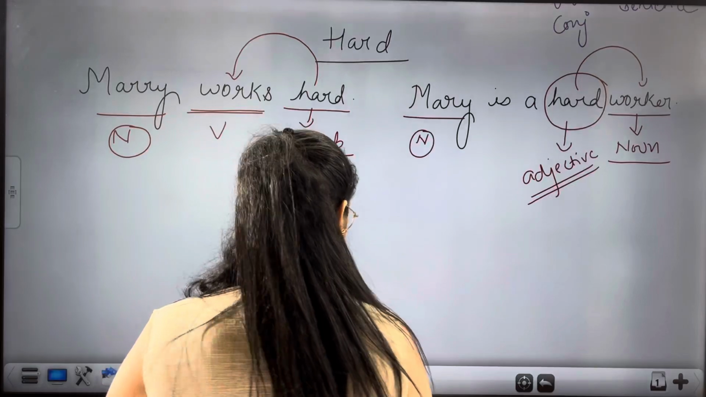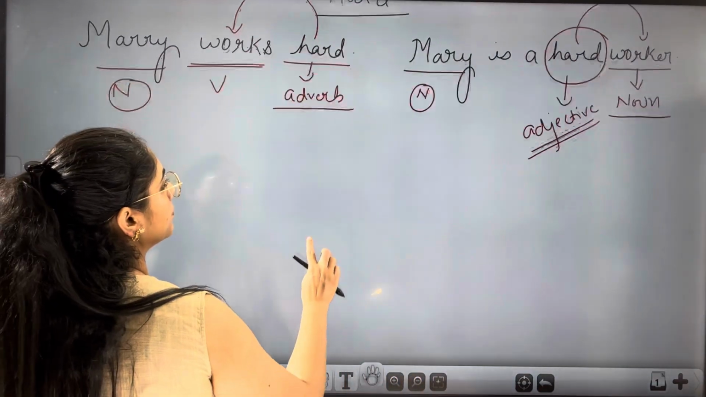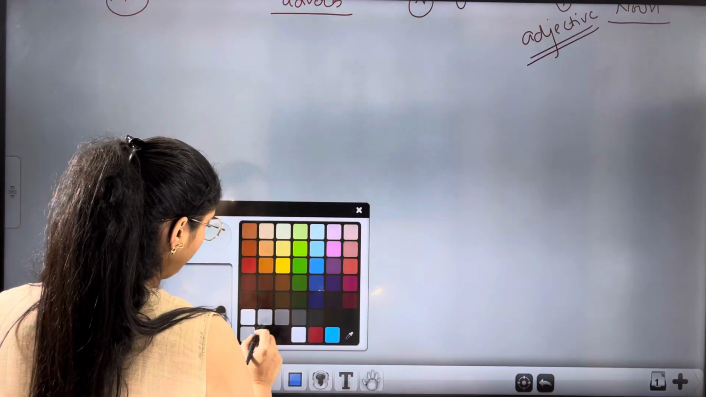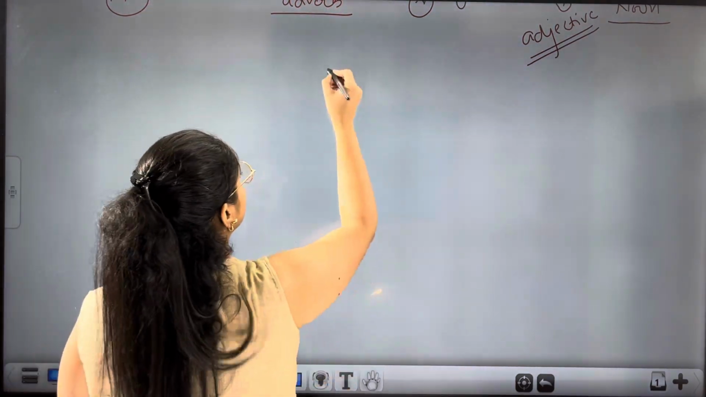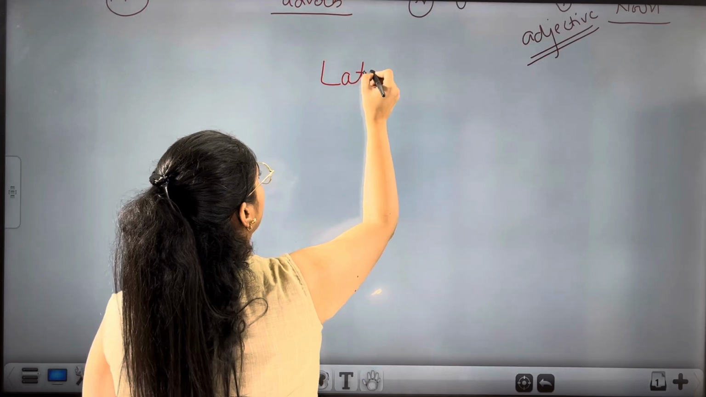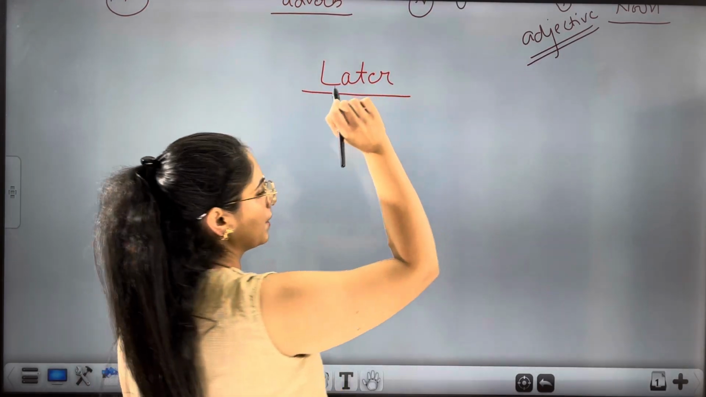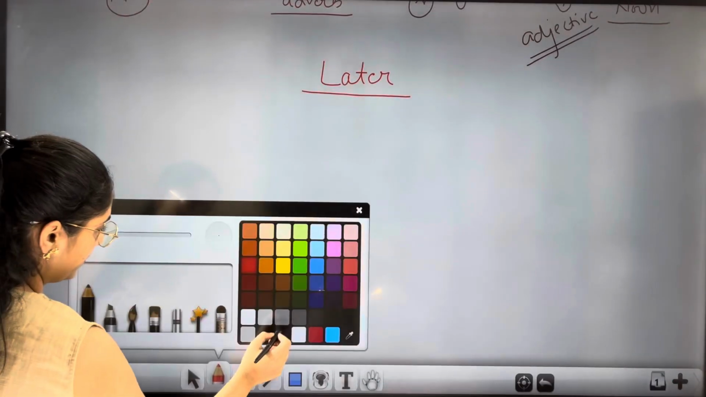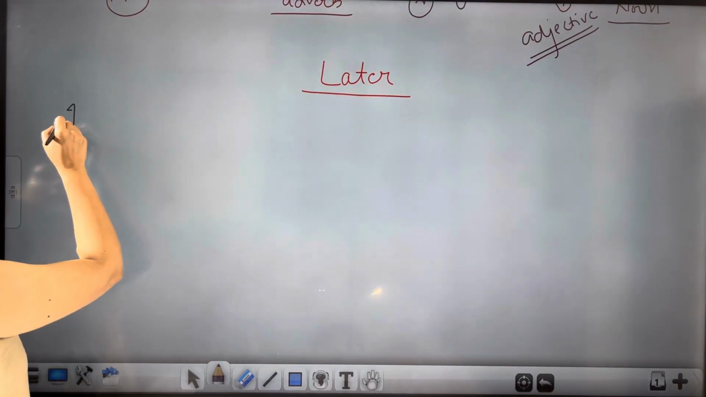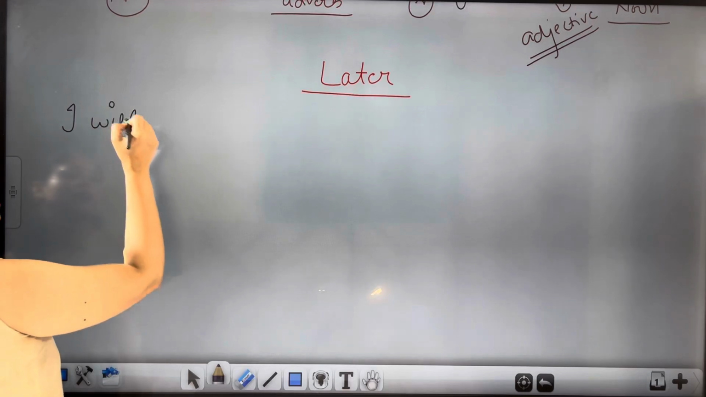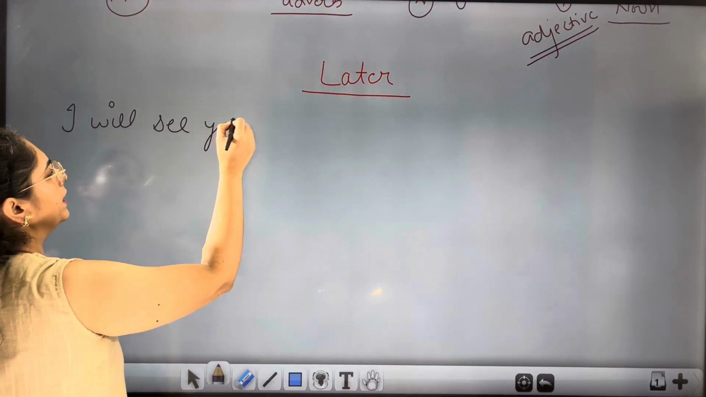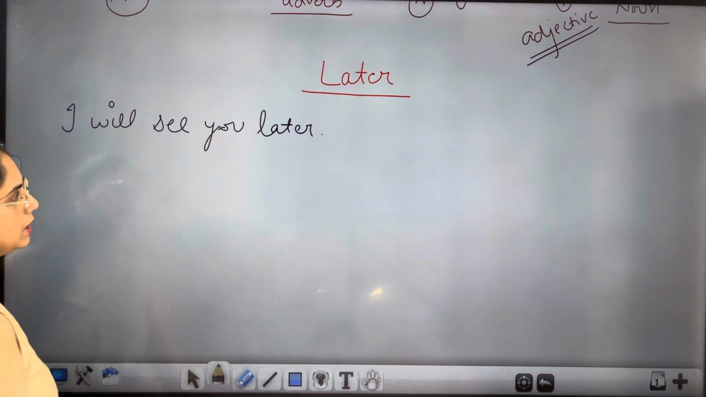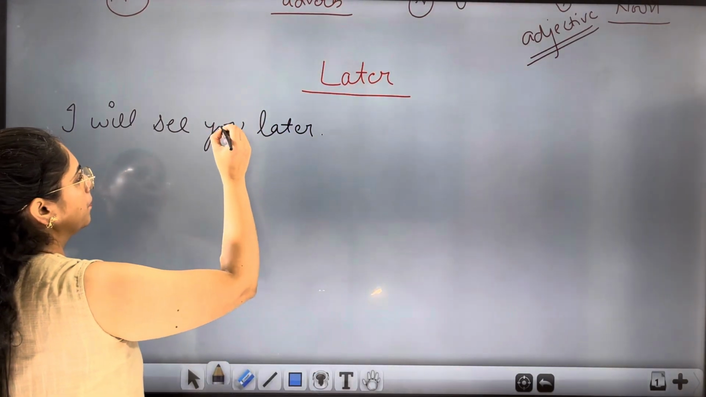Let's move ahead. I'll take another example. Let's take the word later. For example, I will see you later. Main tumhein baad mein milta hoon ya dekhta hoon. I will see you later. Okay.